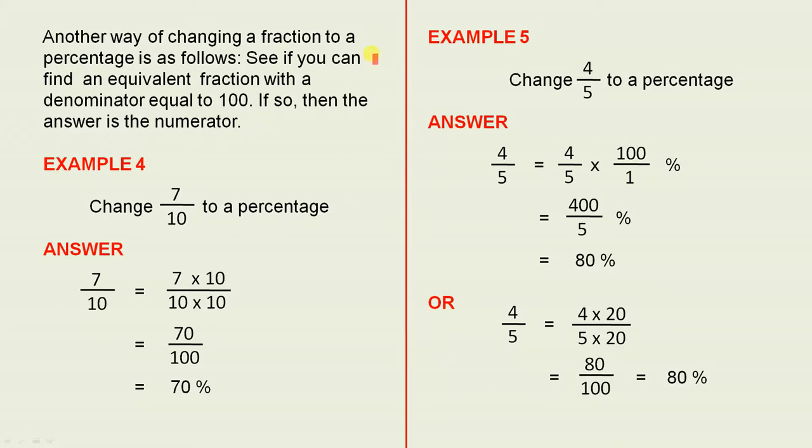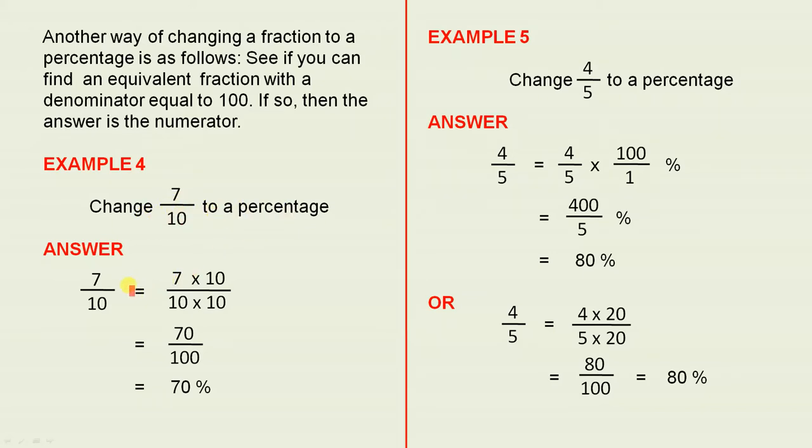Another way of changing a fraction to a percentage is as follows. See if you can find an equivalent fraction with the denominator equal to 100. If so, then the answer is the numerator. Let's see how that works. Change 7 over 10 to a percentage.